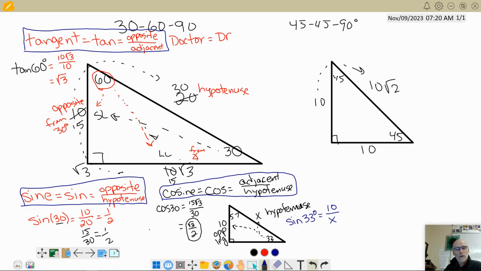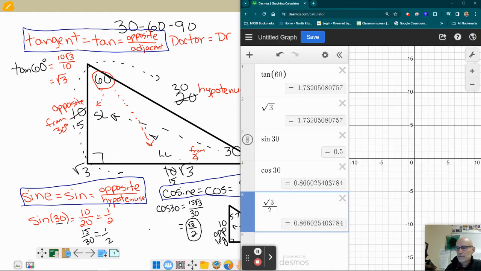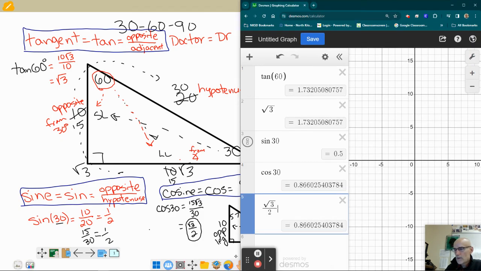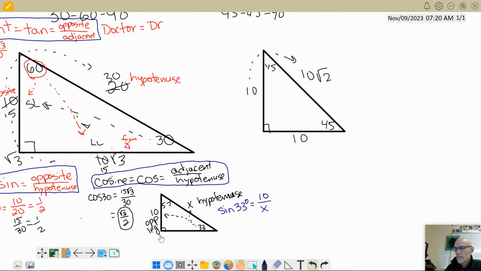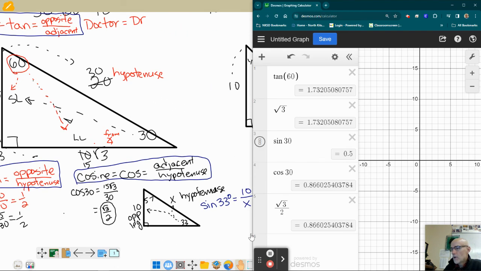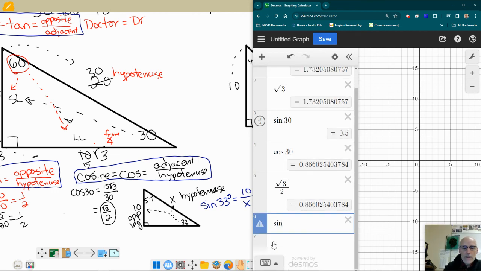All right, so let's open up Desmos again. And oh shoot, I want to move this over a little bit so we can see our problem here. All right, here we go. So I need to figure out how to use Desmos here. And I'm going to come over here and go sine 33.